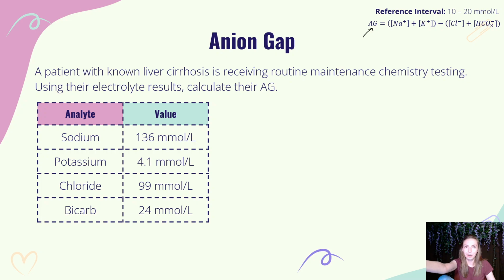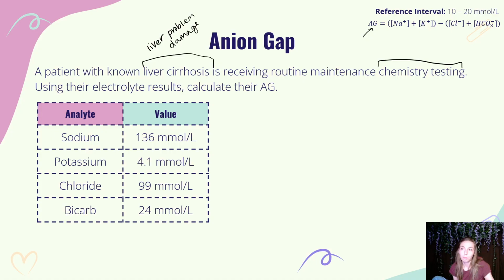Changing course, fixing our brains on the new subject. Anion gap. A patient with known liver cirrhosis, so liver problem, generally considered damage. This patient is receiving routine maintenance chemistry testing. So generally speaking, BMP. If they have a known liver problem, they may be getting electrolytes thrown on that as well because they want to monitor to make sure there's no kidney involvement as well, stuff like that. So whatever their routine maintenance testing is, that's what they would be receiving.